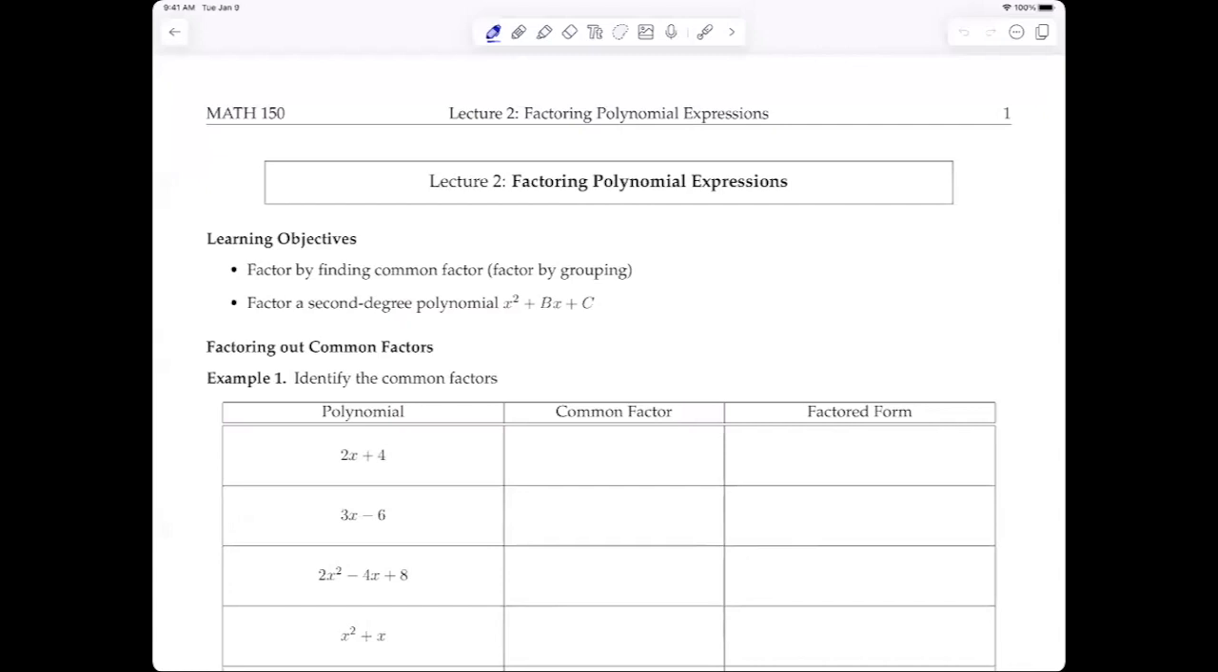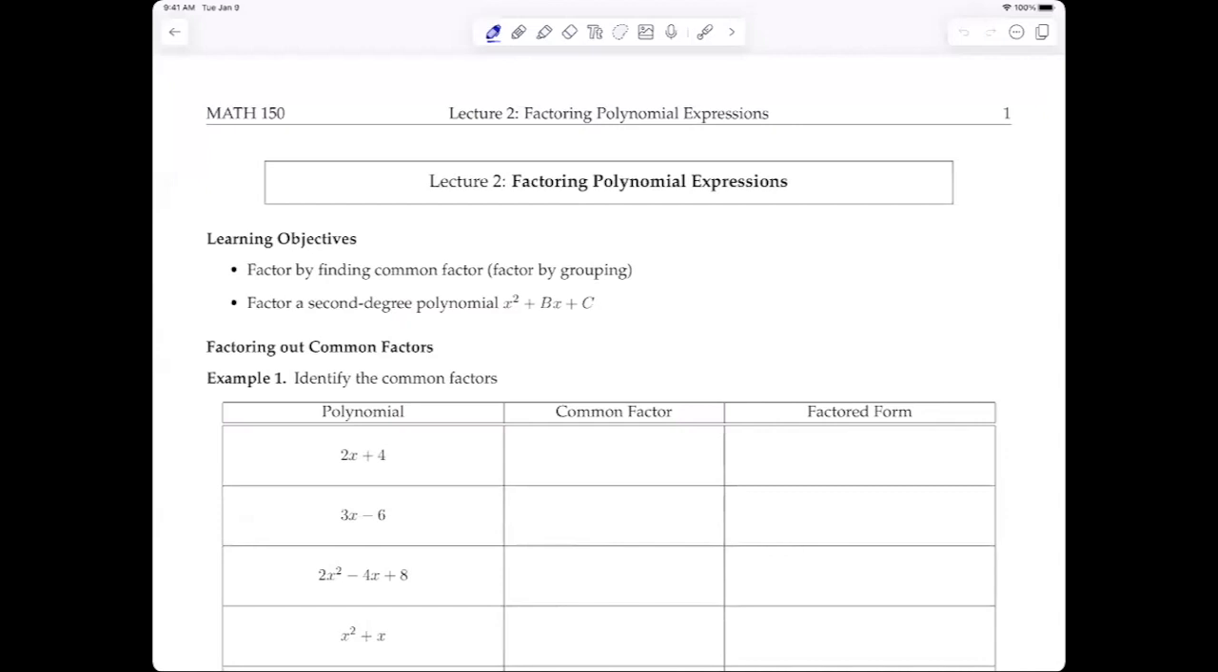All right, so lecture 2, factoring polynomial expressions. In this lecture, we're going to go over two main ideas: how to factor, or find the common factor between multiple polynomial expressions, and the technique for how to factor a second degree polynomial of the form x squared plus bx plus c. Okay, so find common factors first.